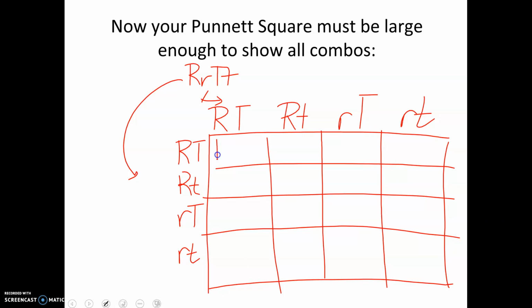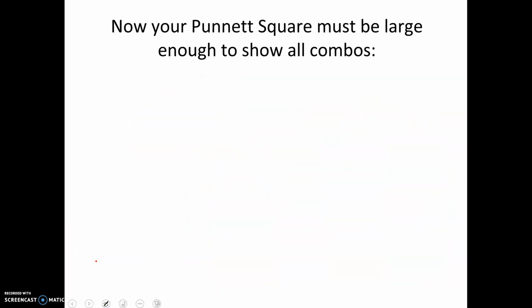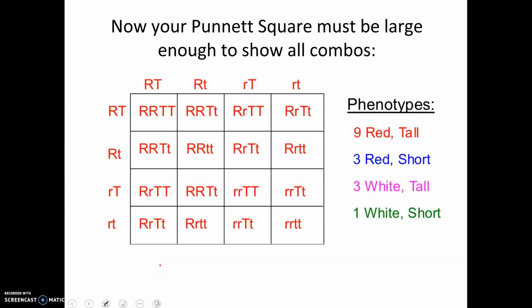You would then put your R's and T's back together. Big R, big T, big T, big R, big T, little t. And you would fill in all 16 of these boxes. So I actually have it done already. So here it is, and the results you would get out of your 16 boxes. Now if we wrote this in, this is 9331, it's 9 out of 16. So out of all 16 of my boxes, 9 of those offspring would be red and tall.